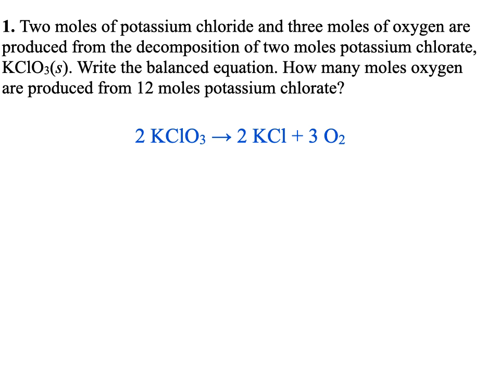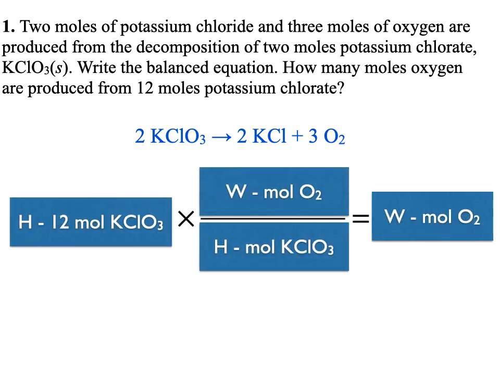So we can start with one thing and end with a different thing. So the second part is how many moles of oxygen are produced from 12 moles of potassium chlorate. So the first thing I'm going to do is set up my half times 1 over half problem.